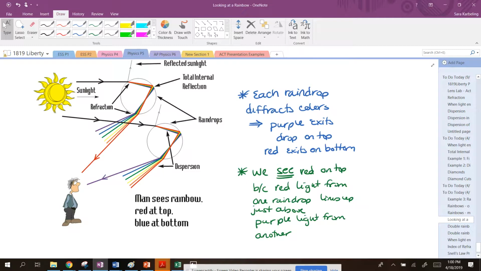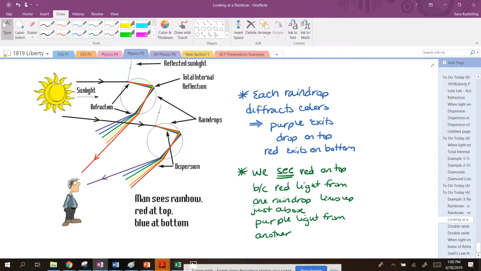Now, quick question, because we haven't said this yet. Where's the light? Where's the sun? Do I look towards the sun to see the rainbow? No. Look at where he is relative to the sun. Is his back to it or his front to it? Back. His back.